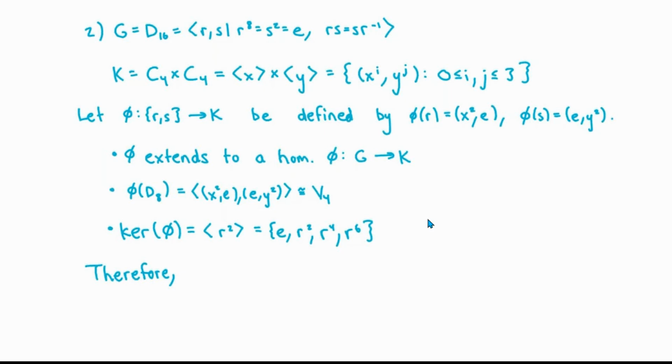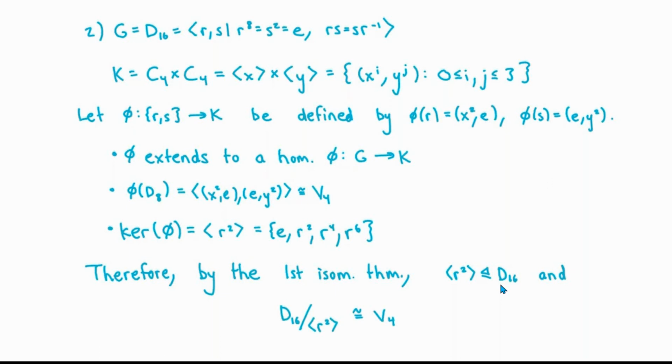Finally, combining this information with the first isomorphism theorem, we now know that the kernel of the map phi, which is the group generated by r squared, is a normal subgroup of the dihedral group of order 16. And we also know that the quotient group of D16 by this subgroup is isomorphic to the Klein 4 group.